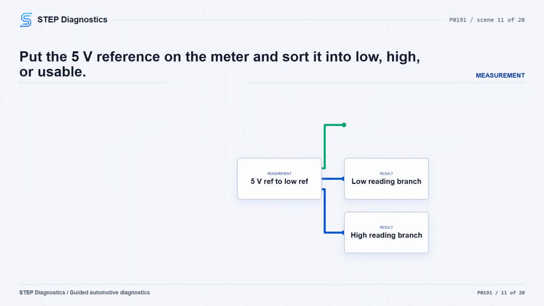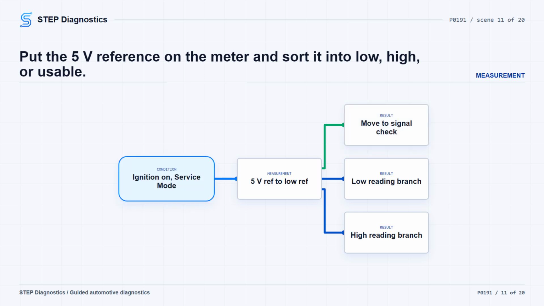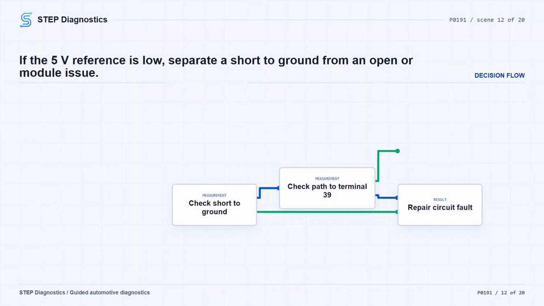With the low reference passing, turn the ignition on and put the vehicle in service mode. Test for 4.8 to 5.2 volts between 5V reference circuit terminal 3 and low reference circuit terminal 1. If it is less than 4.8 volts, turn the ignition and vehicle off. Disconnect connector X2 at the K20 engine control module and test for infinite resistance between 5V reference circuit terminal 3 at the component harness and ground. If it is less than infinite resistance, repair the short to ground.